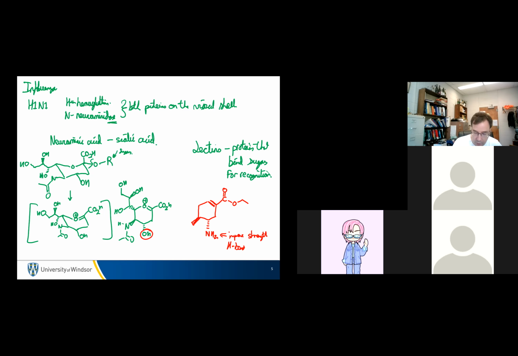especially because it's probably going to be protonated at physiological pH. So it's probably NH3+, and that's going to make a really strong hydrogen bond. We keep the NAc, we don't change anything. And we get to simplify the crap out of this thing.